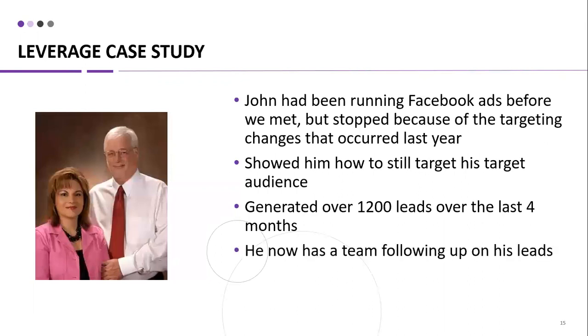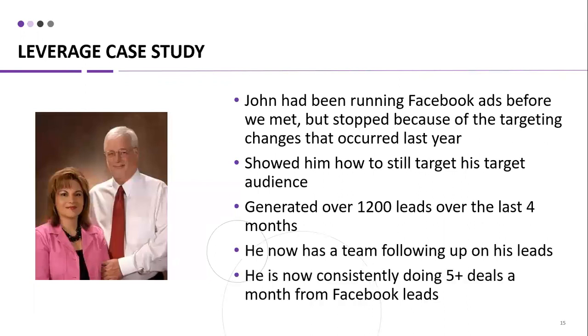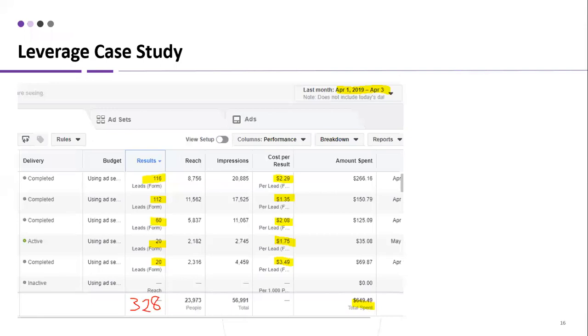There's he, his wife, and then 2 other people that are following up on those leads. And they're now consistently doing about 5+ deals per month just off of the leads that they're generating from Facebook. And again, I'm going to be showing you some of these examples. But here's an example. In fact, here's a screenshot directly from his ad account.